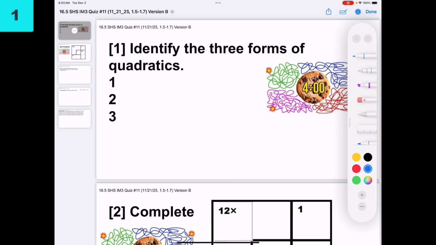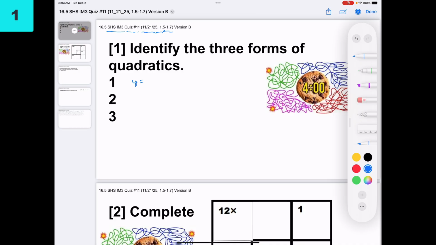Hey guys, it's Mr. Ng. This is going over quiz number 11, November 21st, 25th: 1.5, vertex form, quadratic formula, converting forms, and inequalities. Identify the three forms of quadratics.